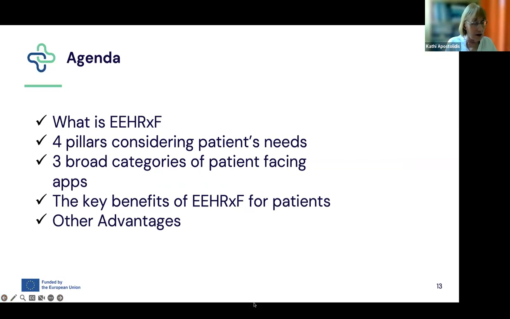We are going to talk about what is the European electronic health record exchange format, because it is something difficult to understand for the average patient. We are going to see what are the four pillars that cover patient needs, three broad categories of apps facing needs of patients, particularly cancer patients, and the key benefits that the European electronic health record exchange format offers for patients and any other advantages. So could you please change the slide?